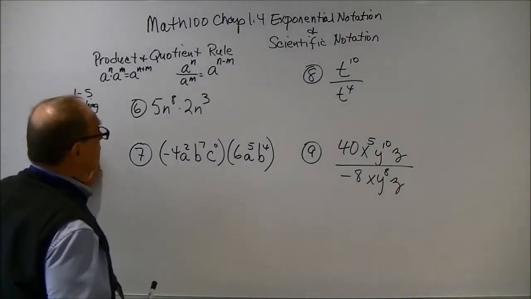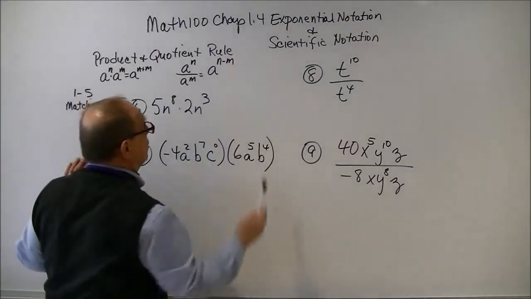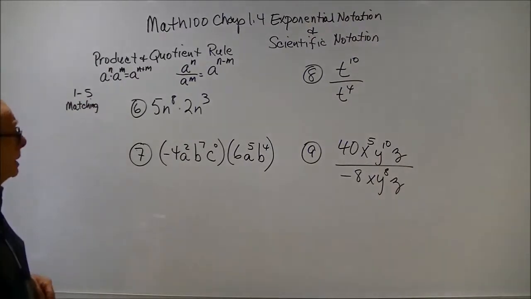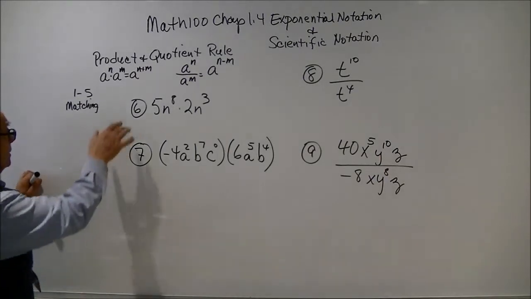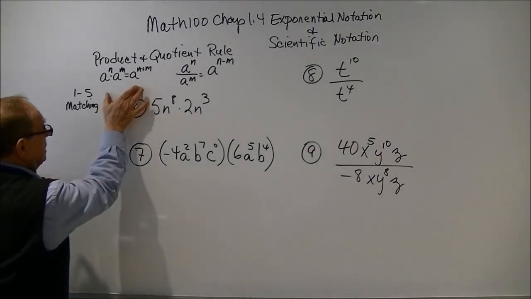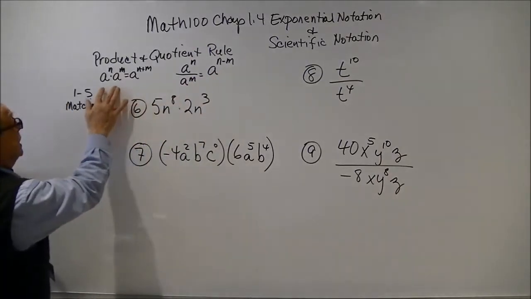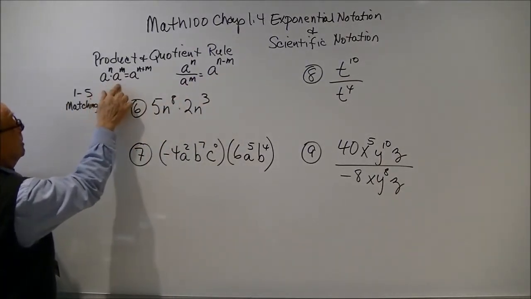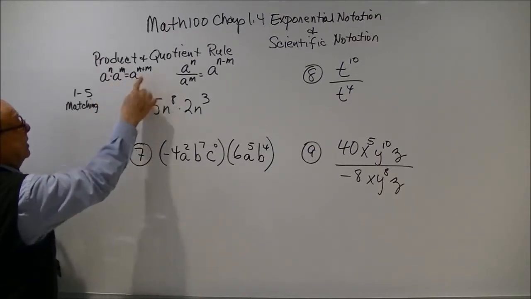As we continue on Chapter 1, we're doing today 1.4, which will deal with exponential notation and then later scientific notation. Here we're featuring the product and the quotient rule, which is if we are multiplying variables with the same base, we just add the exponents.